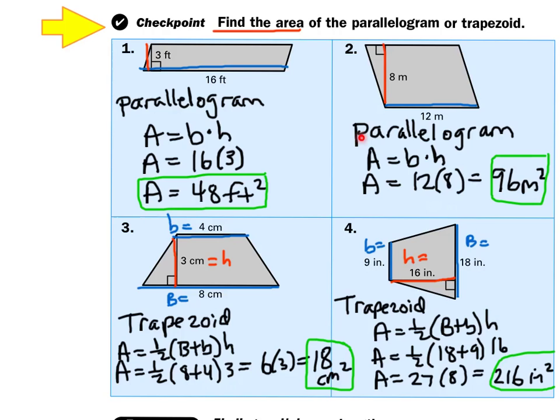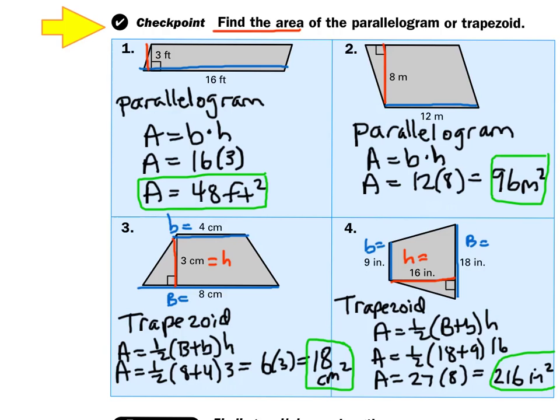Look at number 2. It's also a parallelogram, and so the area is just base times height. So the base was 12, the height was 8, and so 12 times 8 gave me 96 meters to the second power. On number 3, when I see that there are 2 bases of different sizes, then that's a trapezoid.